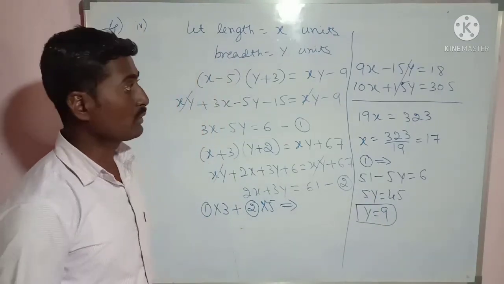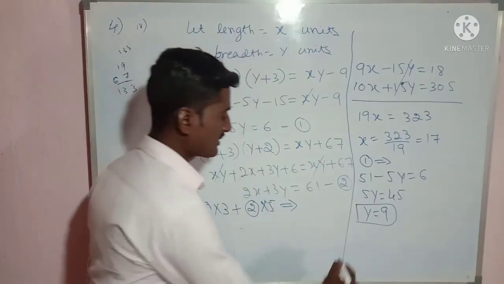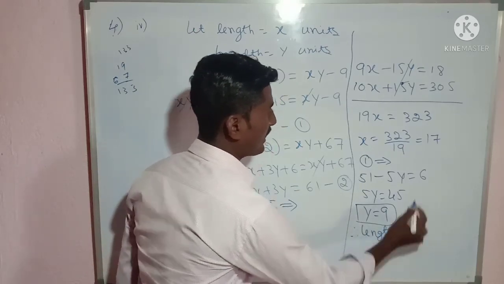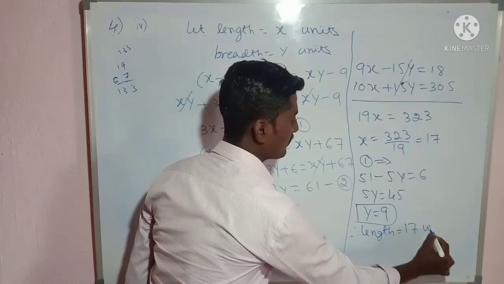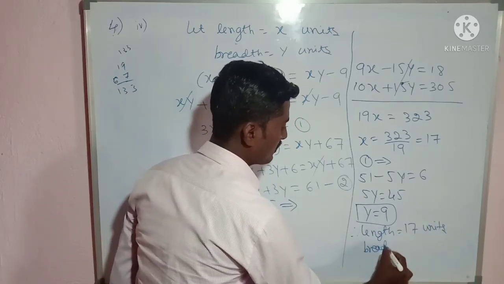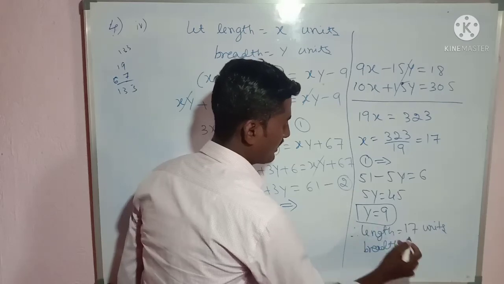Now we have to write the conclusion. Length is x units. Therefore, length is equal to 17 units. And one more is breadth. Breadth is what here? 9 units.